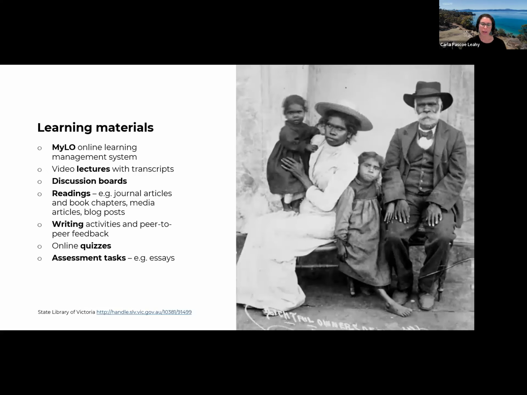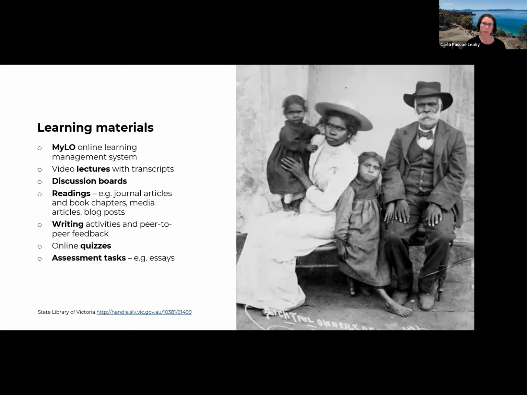So the basic way that our online subjects are organised is we've got a platform called Milo, which is our learning management system. And so you log into Milo through the internet, and then you access each of your subjects that way, and all of your learning materials will be presented within the unit site for your subject. So you'll have video lectures there from experts at the University of Tasmania and elsewhere, accompanied by transcripts.